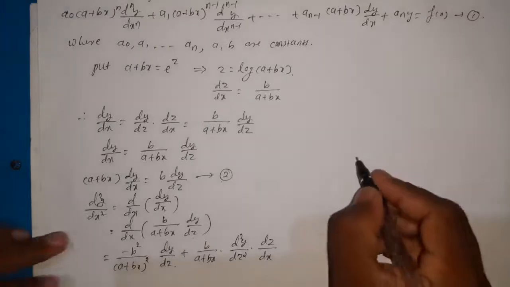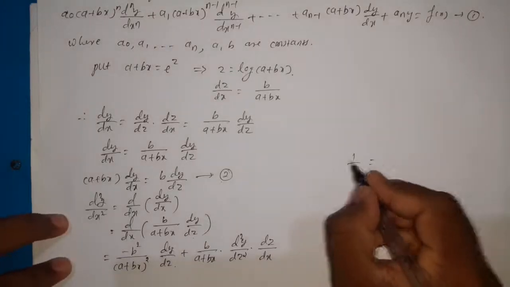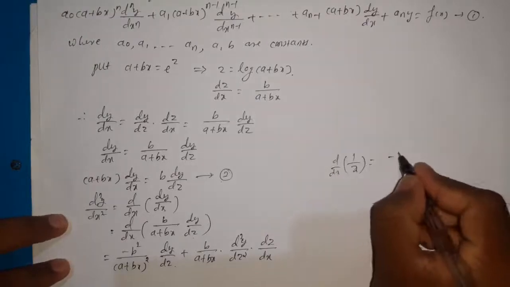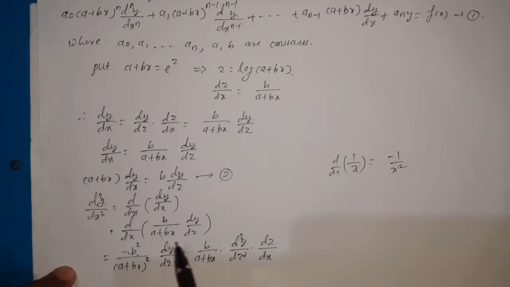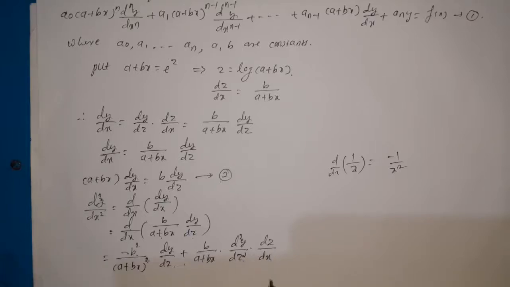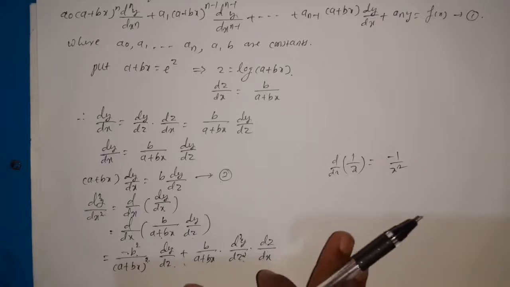We know that differentiation of 1 by x, that is d by dx of 1 by x, is minus 1 by x square. So therefore here minus 1 divided by a plus bx whole square, and differentiation of a plus bx is b, so already one b is there, that becomes b square dy by dz, plus. Now dy by dz we need to differentiate, so the first function as it is, dy by dz equal to d square y by dz square, and again differentiate z with respect to x, that becomes dz by dx.